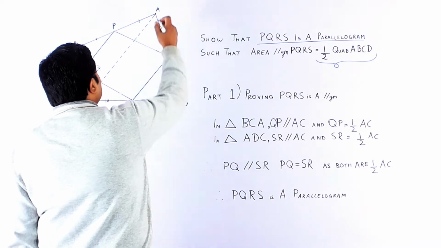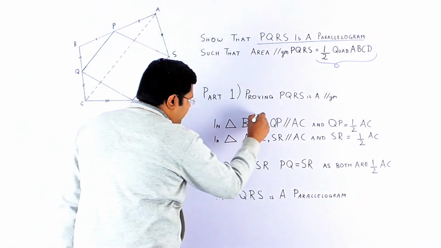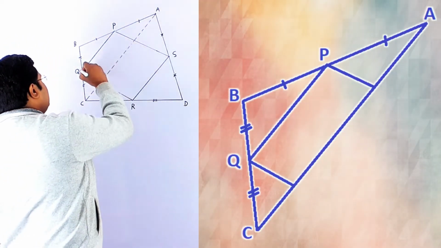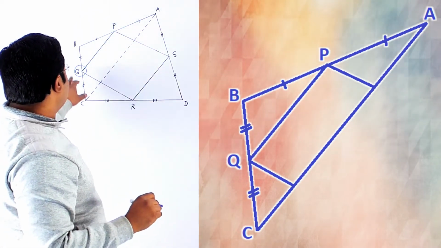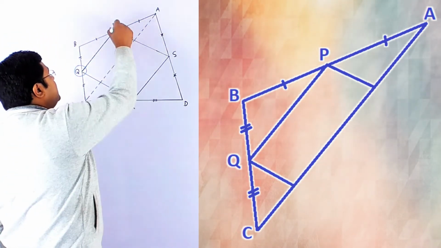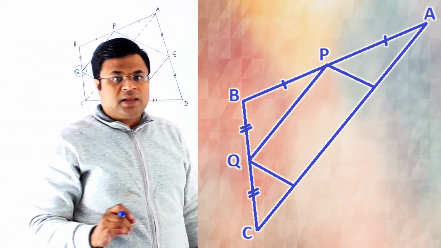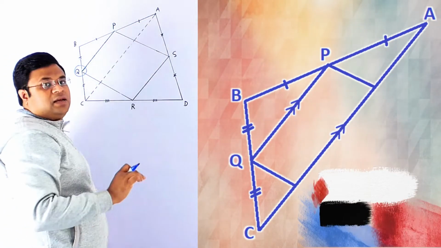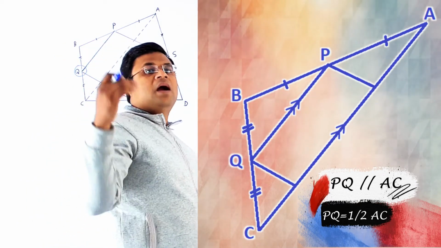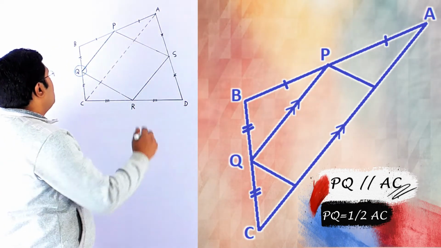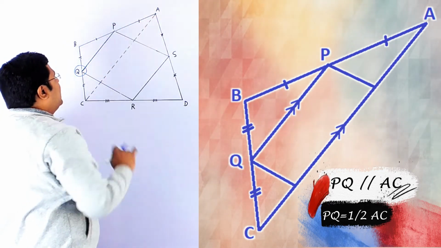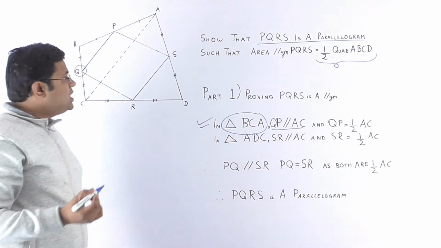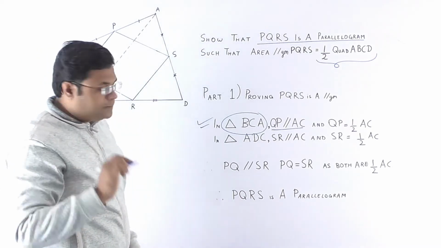We have to take two triangles. So first we take triangle ABC, and in this triangle we say that Q is the midpoint of BC and P is the midpoint of AB. Then PQ is parallel to AC and PQ is also half of AC. Correct. So PQ and AC are parallel and PQ is half. So the first part which we mentioned here is that PQ is parallel to AC and PQ is half of AC.